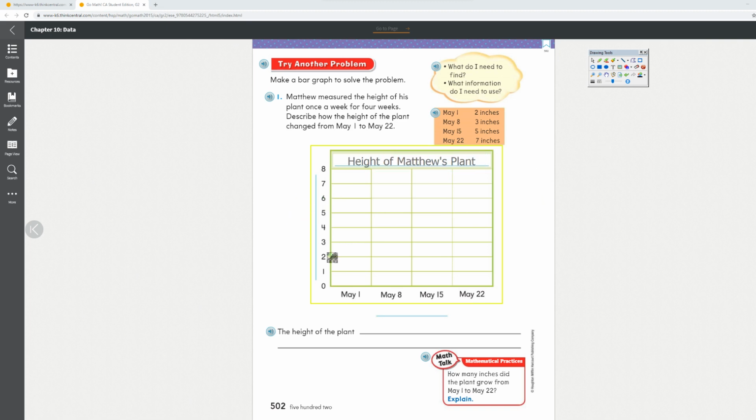Now what do we put here on the left? What do these numbers represent? Those numbers represent the height in inches.